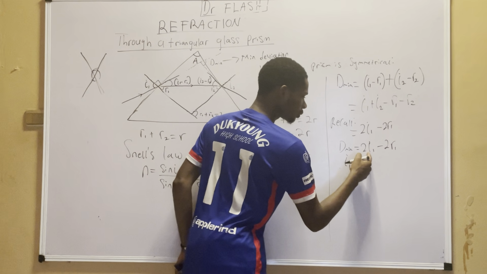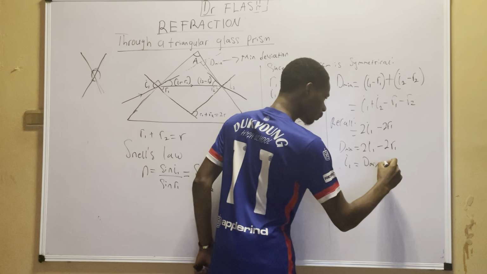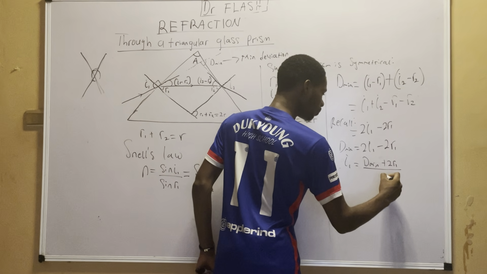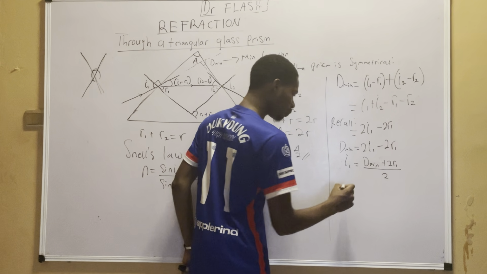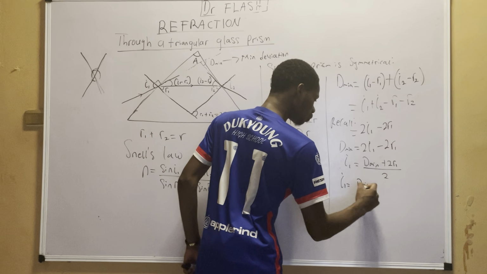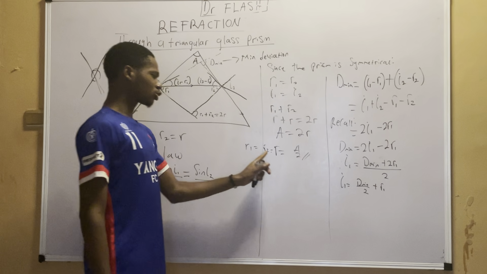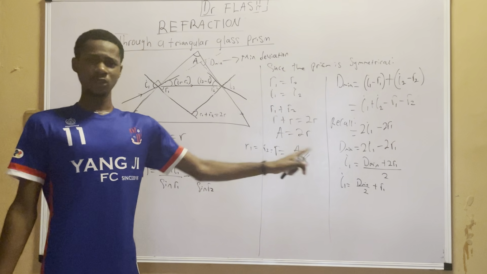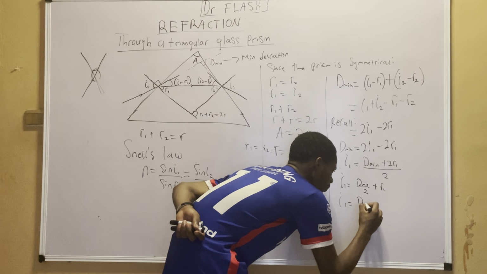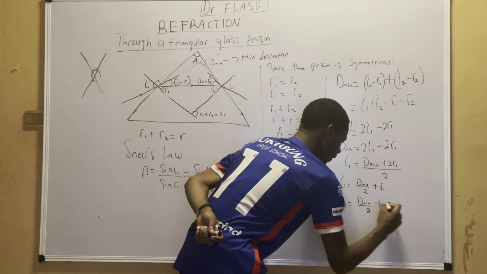So if I make I1 the subject, I'm going to get minimum deviation plus 2R1 divided by 2. I could as well separate it to give us I1 equals minimum deviation over 2 plus R1. Now R1 is basically equal to R2 and is basically equal to R. So I can substitute. Therefore, I'm going to get I1 equals minimum deviation over 2 plus R.